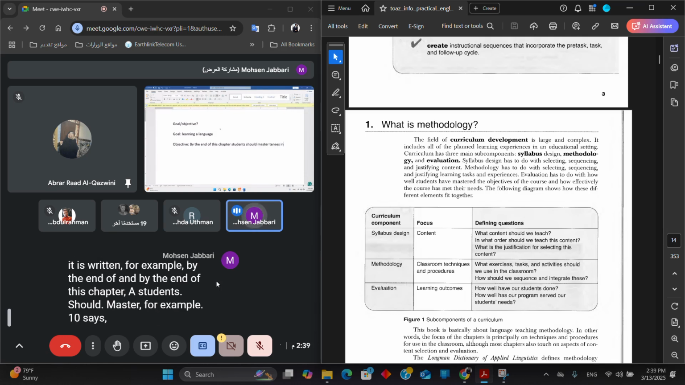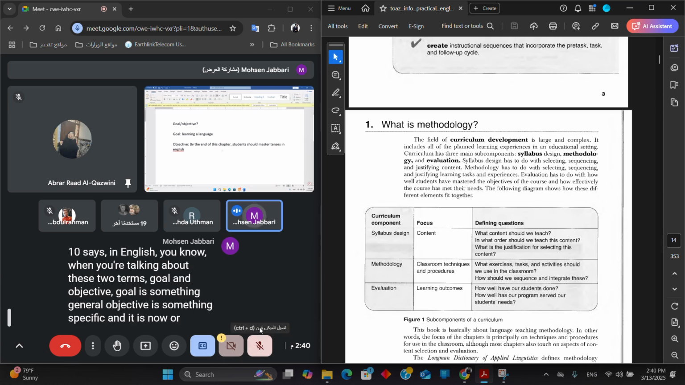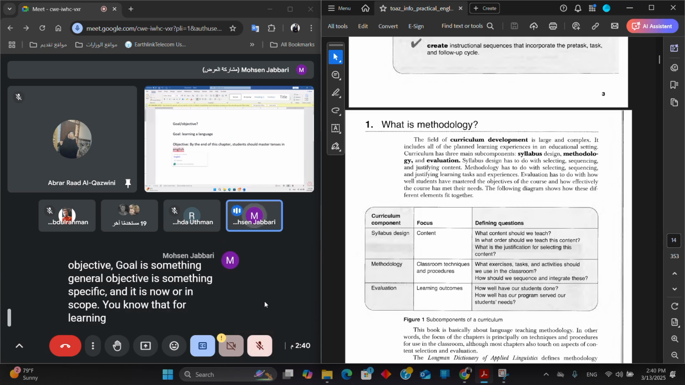tenses in English. When we're talking about these two terms, goal and objective, goal is something general, objective is something specific, and it is narrower in scope. For learning a foreign language, you have to master tenses in English, which may help you with your accuracy. Several different objectives may lead to a goal. Their differences lie in their scope and their coverage.